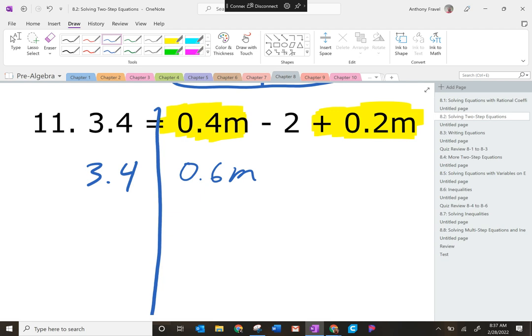Is there anything else on the right side that we can combine? No. So what else do we have to do for this part? Bring it down. I'm going to bring down that minus 2. Okay.